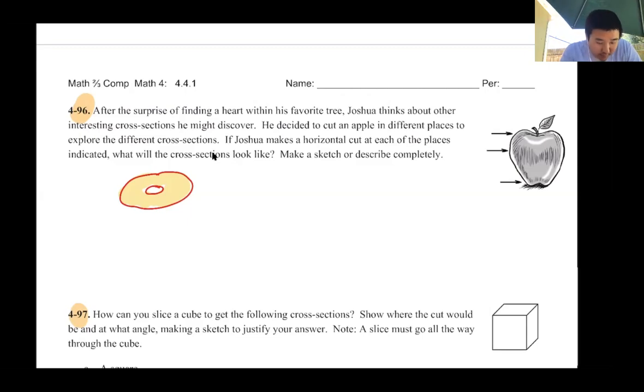Hawkins has a cube to get the cross sections. A square, so you can cut it like this. If you cut it like that, a rectangle that is not a square. Could you cut it like this? A triangle?